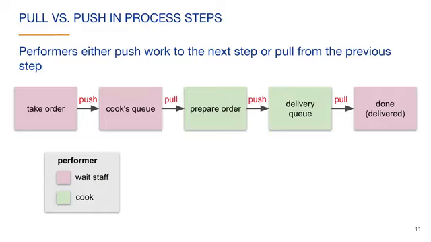So you can see that in this workflow, sometimes the performer of the work pulls the work from the previous step, and other times the work is pushed to them from the previous step. Overall, this process is a pull process because the cook only prepares the orders after they are received. If no customers come in, the cook never prepares any orders.